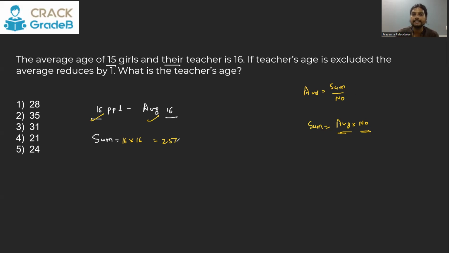That is 256. Now say the teacher is X years old. If you exclude the teacher, the new sum is going to be 256 minus X. This is the new sum, or the sum of only the 15 girls. So the sum divided by the number of people now, because there are only 15 girls, so the number of girls is going to be 15. So the new sum divided by the new number of people should give us the new average.